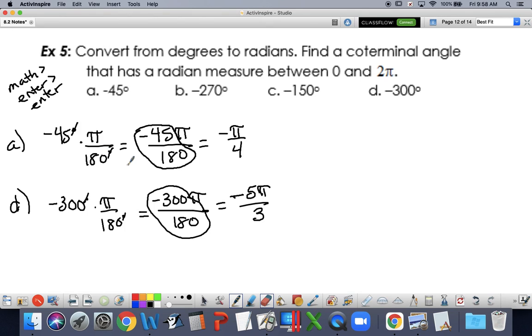Now, I would encourage you to try B and C on your own. B is going to be negative 3 pi over 2, so you can check your work there. And C is going to be negative 5 pi over 6, so you can check that work as well.